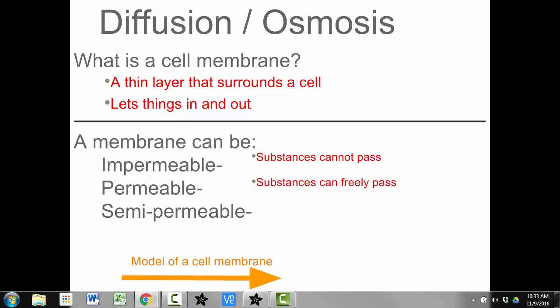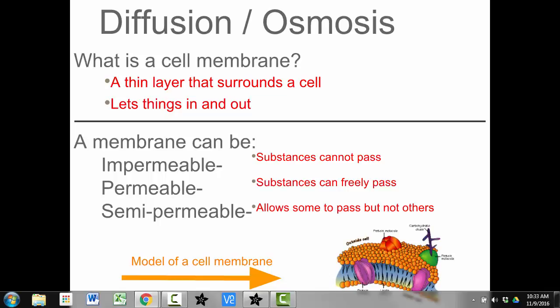So most membranes are actually semi-permeable. What would semi-permeable mean? Catherine? Yeah, that some materials can pass through, but others cannot. And that's what a cell membrane is. A cell membrane is semi-permeable. Some things can easily move in and out of the cell membrane. Other things cannot. So it's semi-permeable.